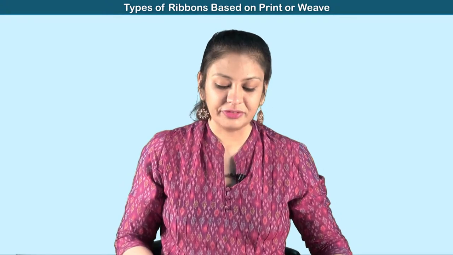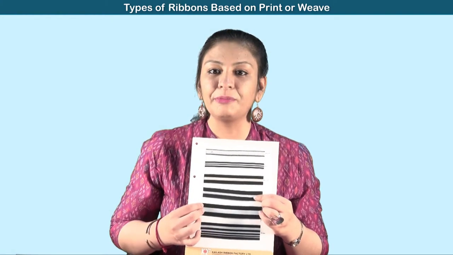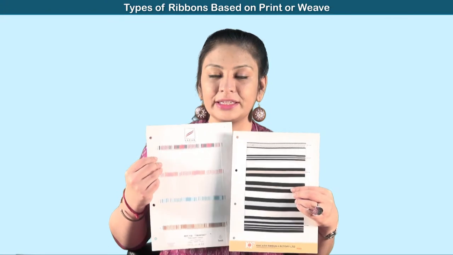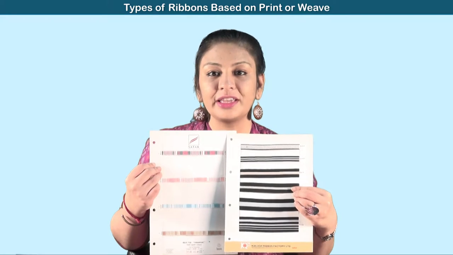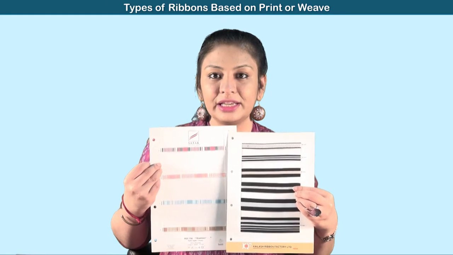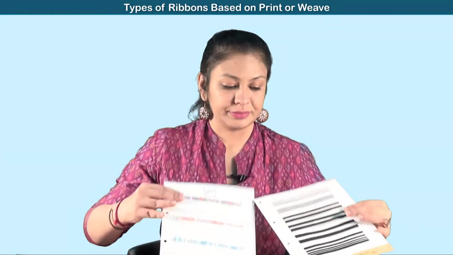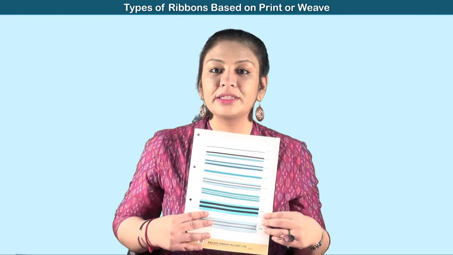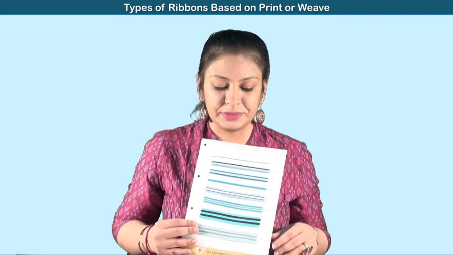The next classification is that of stripe ribbons. Ribbons can be woven or printed with a variety of stripe patterns. These work beautifully as trims across pockets in garments. They look creative and interesting when played against various panels. These are some more stripe designs of tapes that are available in the market. These are woven tapes.